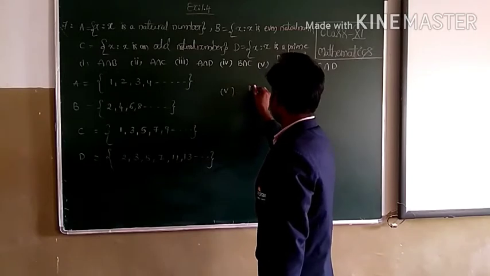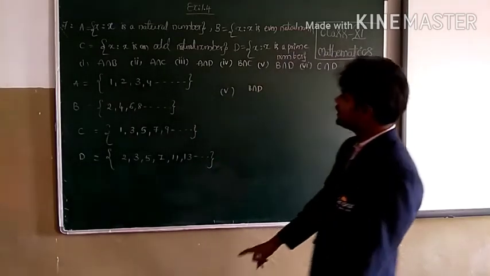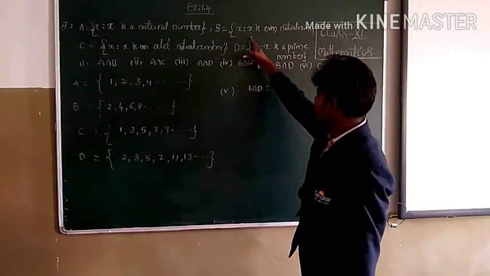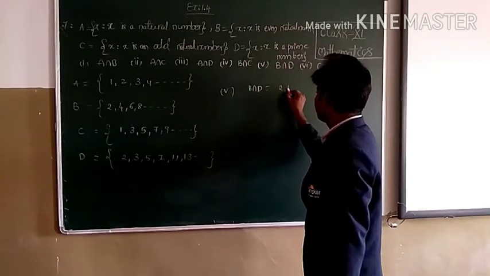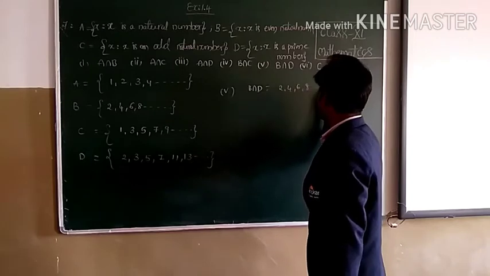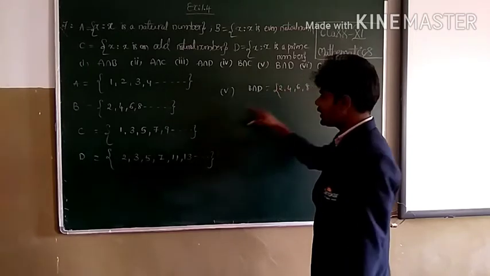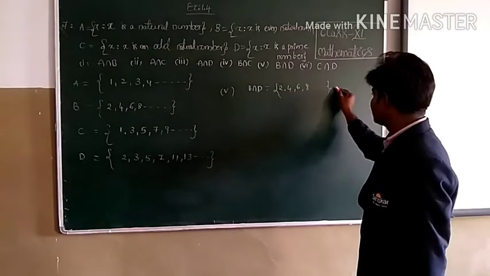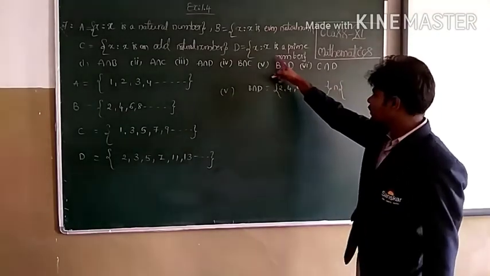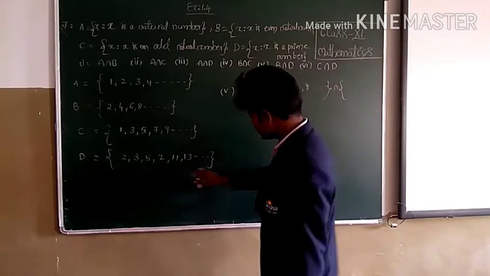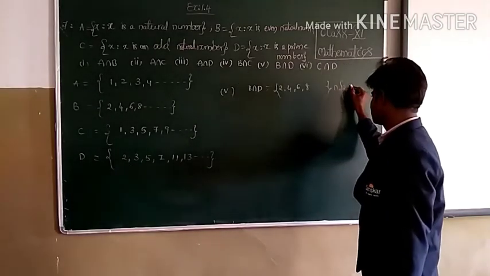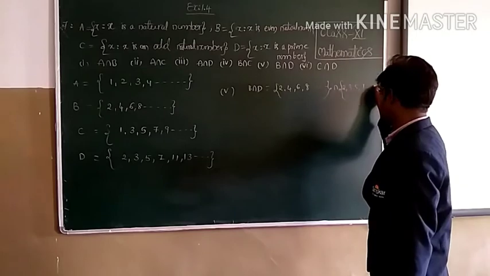Number 5: B intersection D. B is the set of x where x is an even natural number, right? So 2, 4, 6, 8 and so on. B is the even natural number set. Next, D is the set of prime numbers. Prime numbers are 2, 3, 5, 7 and so on.